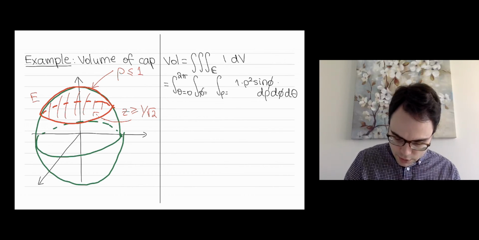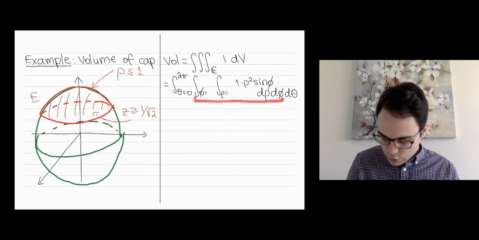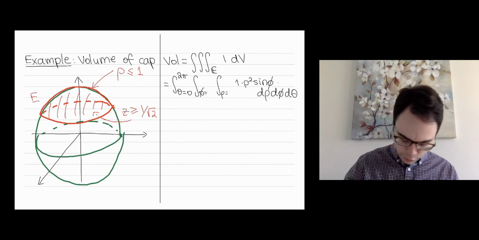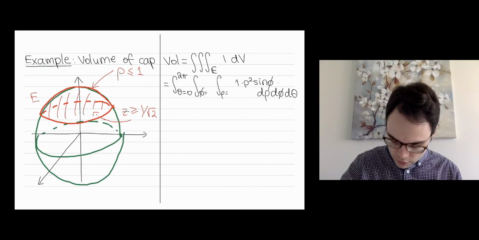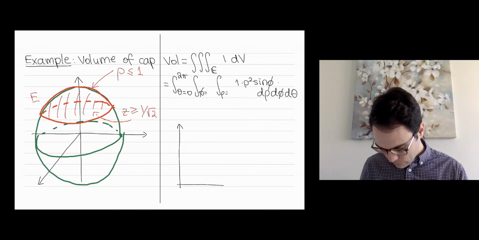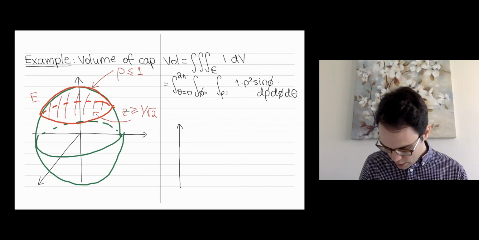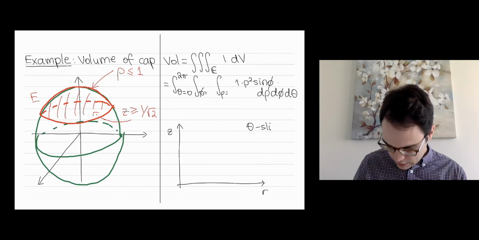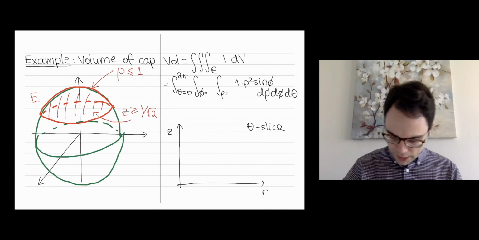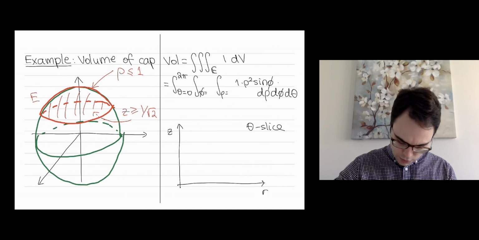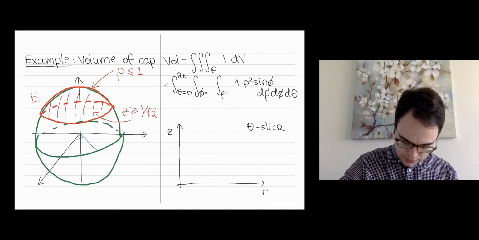Okay, so next up, to get the bounds for the two inner integrals, it's useful, like in the previous lecture, to look at the theta slice. So here's a theta slice. Make it wider. I'm fixing a value of theta between 0 and 2 pi, and look at the slice. And what I'm going to get is something like this.